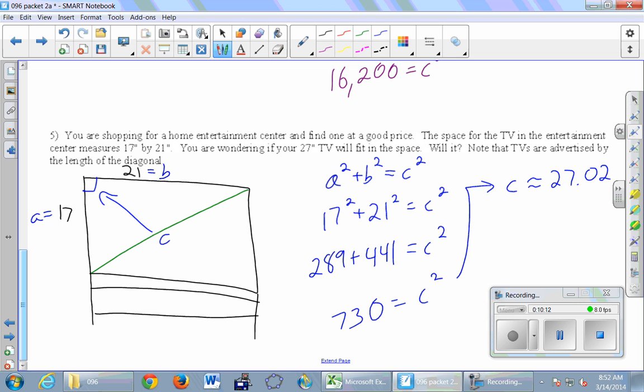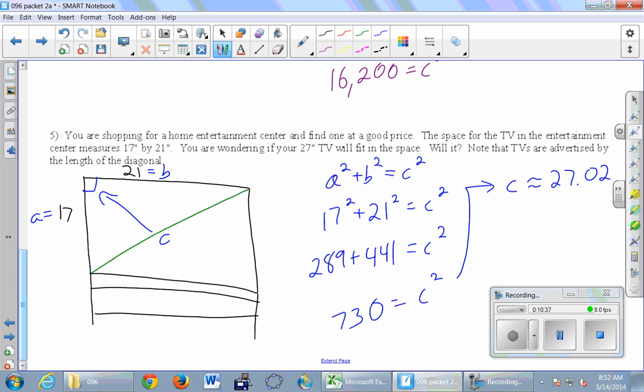So that 27.02 is the amount of space we have in our home entertainment center. So will the TV fit? We have a 27-inch TV. Yeah, I mean, technically we just barely have enough space, and we better hope we didn't mismeasure anything. What's that? Yeah, that's right.